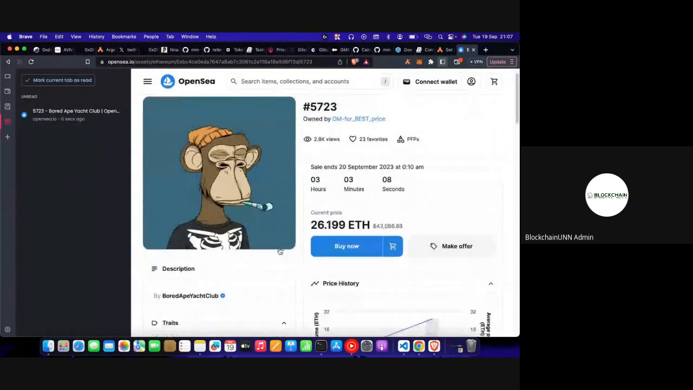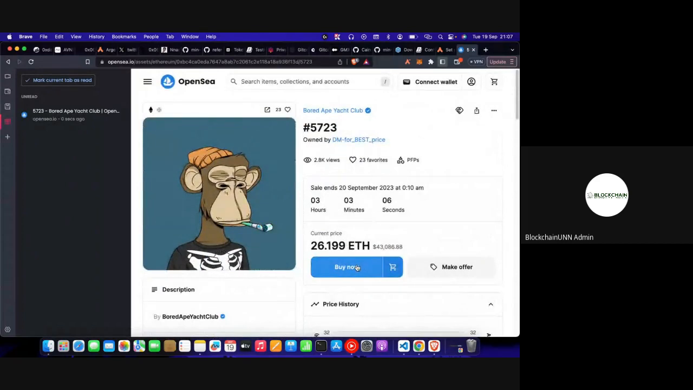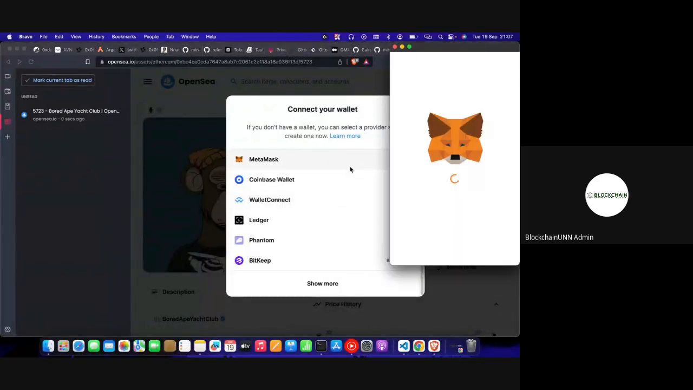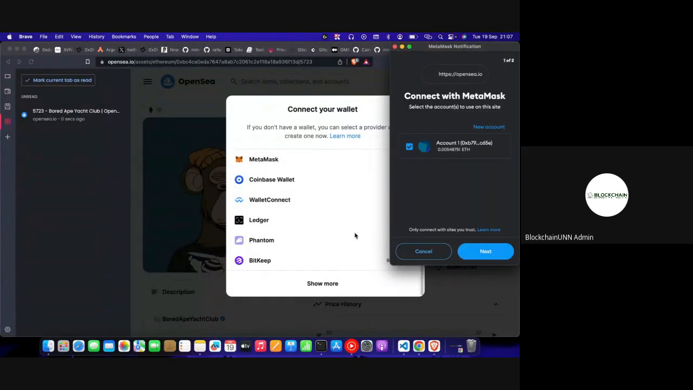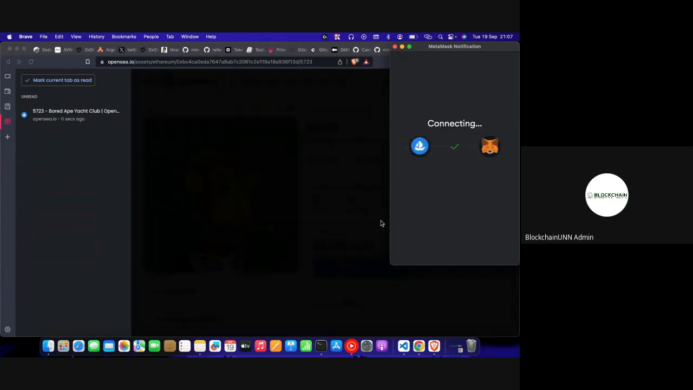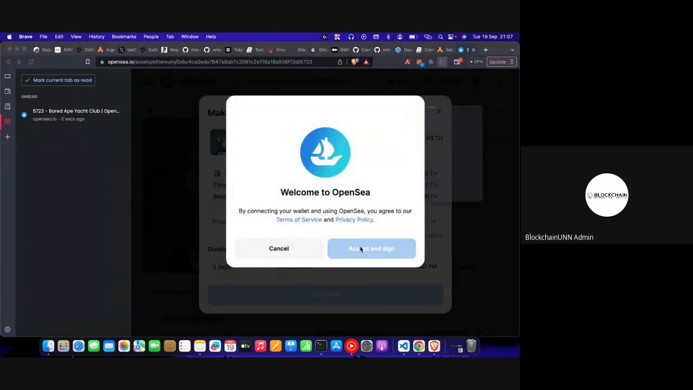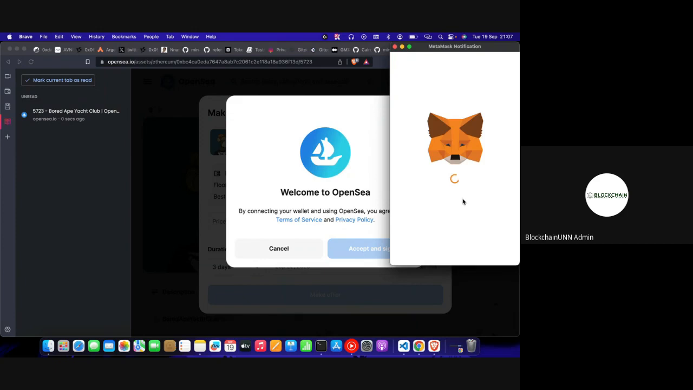So, as you can see, I could click on buy now, but obviously I don't have 26.1998. But if you're broke like me, you probably want to make an offer. You can make offers, but first of all, connect your wallet. After connecting your wallet, you can definitely make offers. So let's connect to OpenSea.